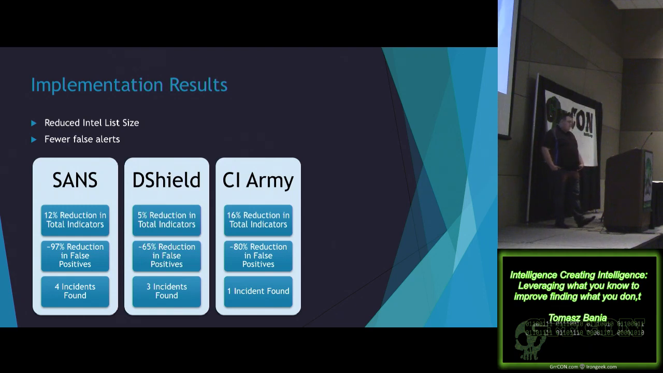DShield, 5% reduction in total indicators, 65% reduction in false positives, 3 incidents found. And CI Army, 16% reduction in total indicators, 80% reduction in false positives, and 1 incident found.